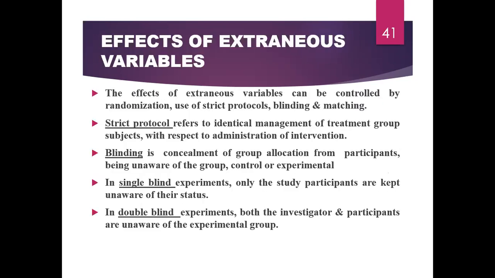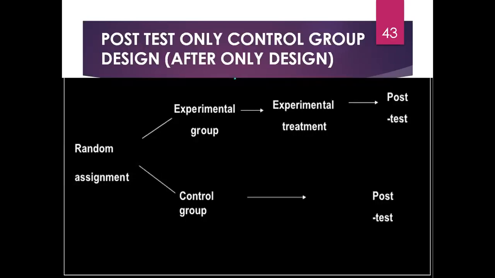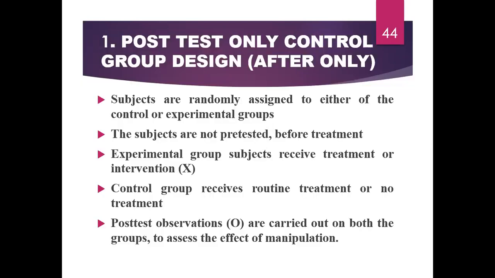So matching, blinding, using strict protocols, randomization, and manipulation. So that is how the effects of extraneous variables can be controlled. Now coming to the designs. Design number one, post-test only control group design, also known as after only design.